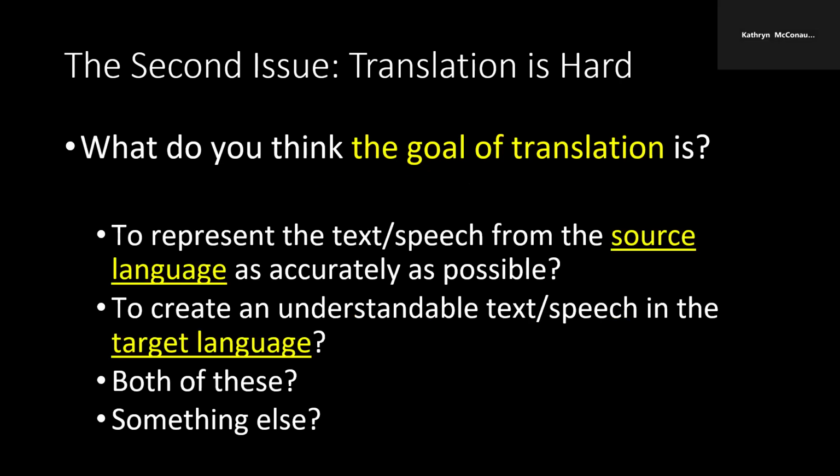Is the goal of translation to try to represent what's going on in the source language, in this case, Biblical Hebrew, as accurately as possible? Or is our goal to create an understandable text or speech in the target language, in this case, in English? Which of those two things is more important? Are they both important? Or is something else actually more important? What do you think about this?